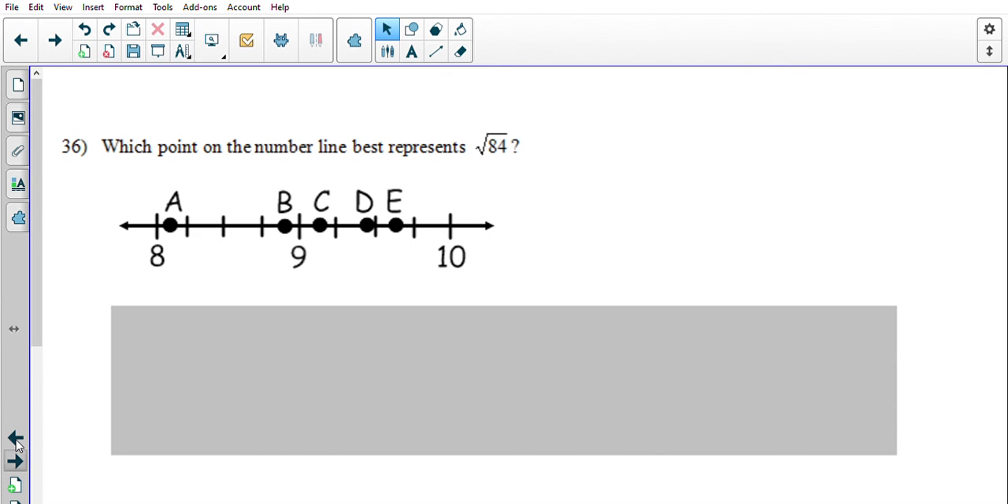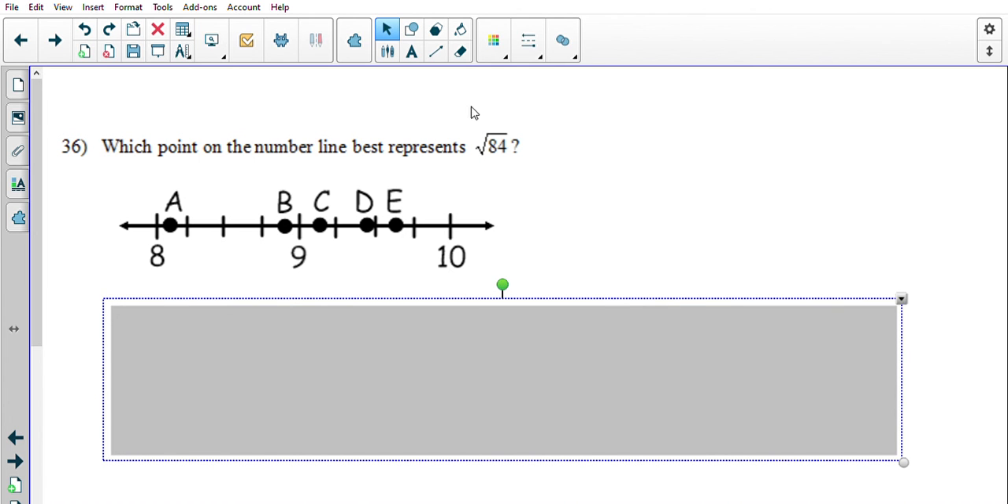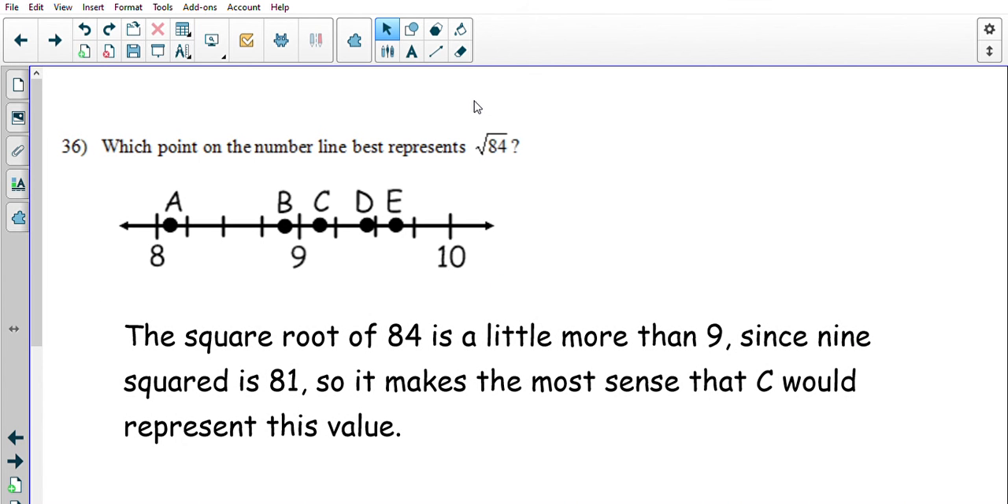The closest point that is close to 9 but is above 9 and between 9 and 10 would be point C. So what I said here was the square root of 84 is a little more than 9 since 9 squared is 81. So it makes the most sense that C would represent this value.